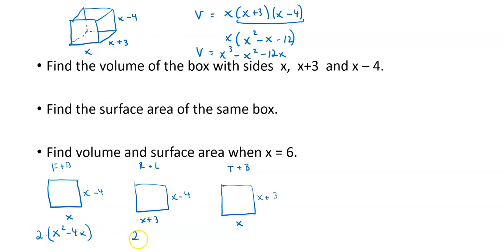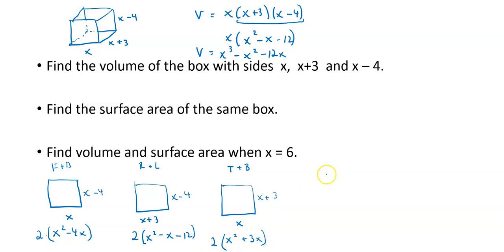When I multiply these things out, x times x is x squared minus x minus 12, right? I'm just stealing my answer from up here because I multiplied x plus 3 times x minus 4 at one point, and that's what I got. And then over here, multiply x plus 3 times x, and I get x squared plus 3x. And I'm multiplying each of them by 2 because there's two faces.